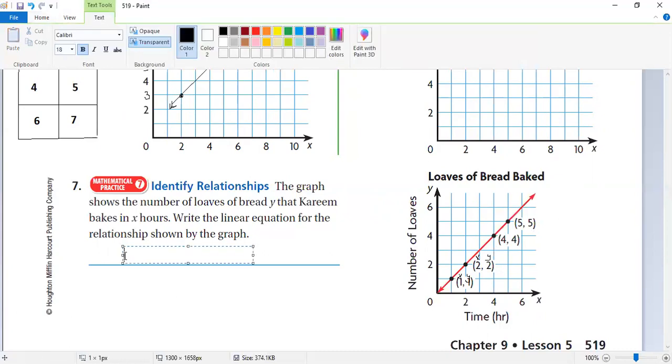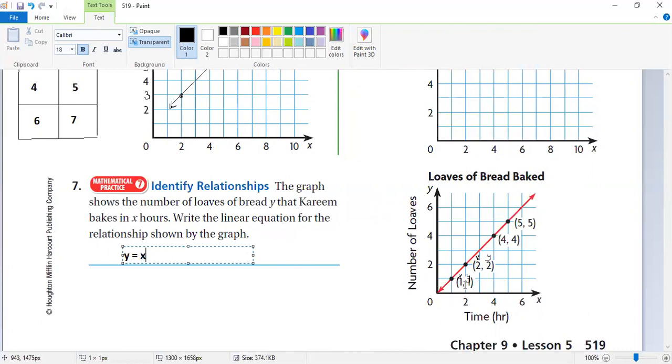Always start by writing y first. Y equals, what happened to the x? X is the same when y is the same. X is the same, y is the same. So that means simply y is equal to x, because 1 equals 1, 2 equals 2, 4 equals 4, 5 equals 5. So y is equal to x. There is no operation, nothing like plus or minus in between them. It's the same.